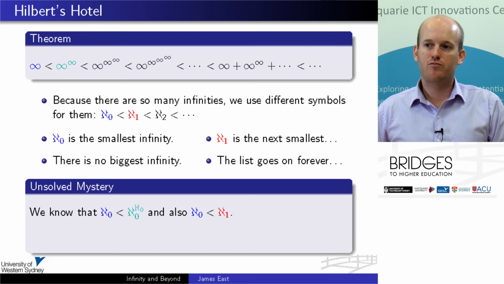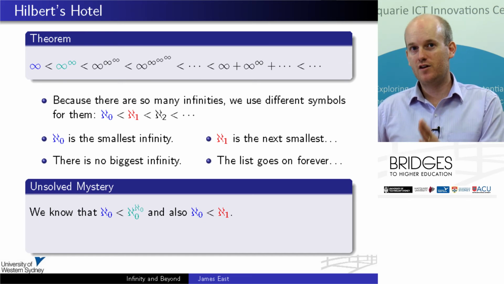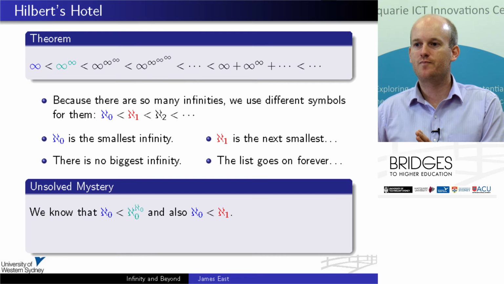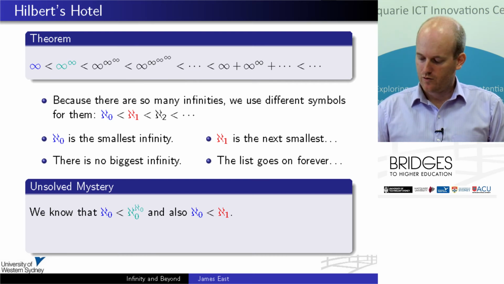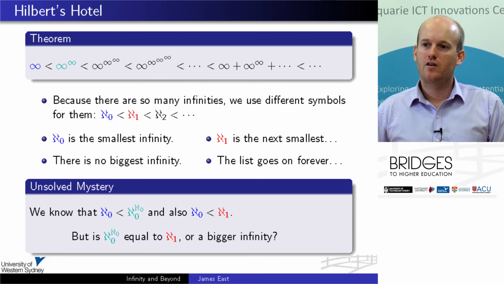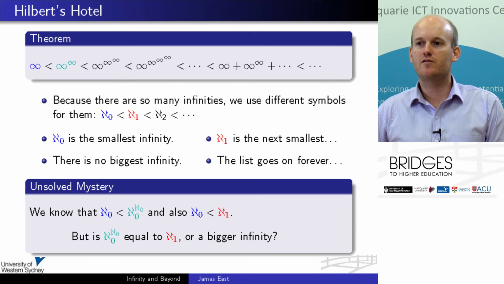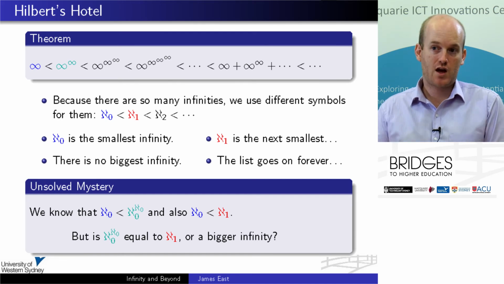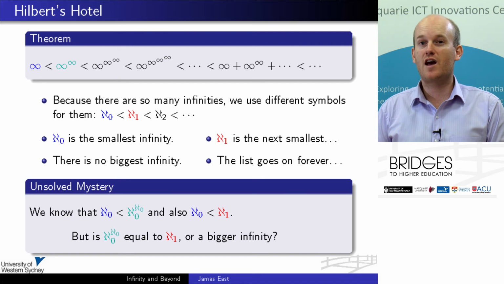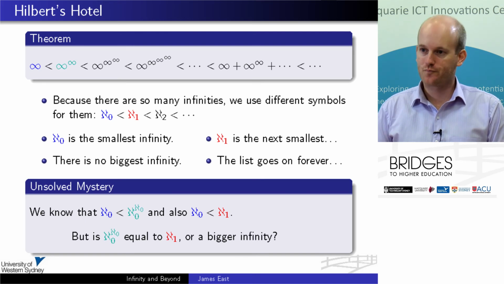Now, aleph 1, I've said, is the smallest infinity beyond the first one. The question is, is the green kind of infinity the same as the red kind of infinity, or is it a bigger one? Basically, where does this infinity belong in this list? Is it here, or is it something further along? And, as I said, this is an unsolved mystery. We actually don't know the answer to this question.